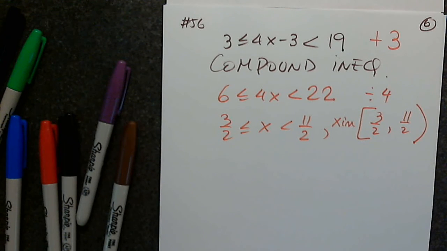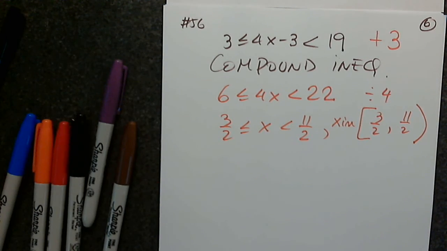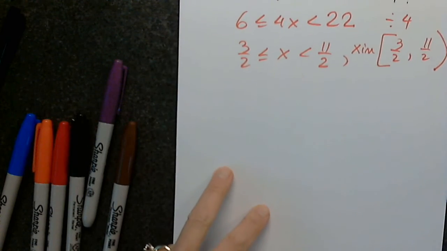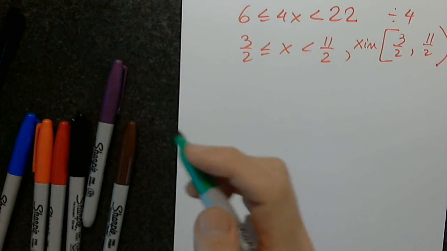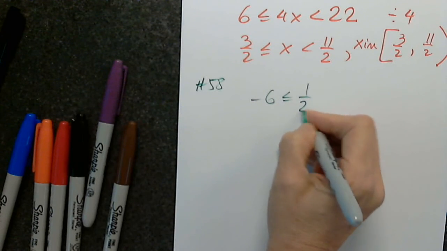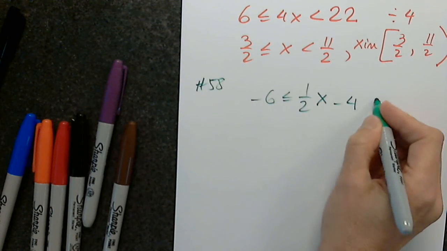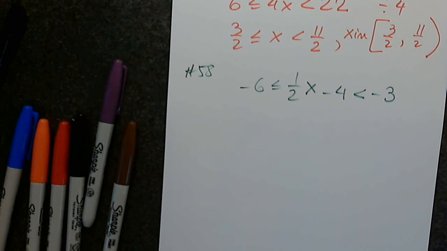Any questions on compound inequalities? Do we need another example? Okay, very good. So let's look at another example with compound inequalities. Remember to redo all these problems at home. That's the first layer of understanding the topic, please. Okay. Let's say 58. And we have negative 6 less than or equal to 1/2 x minus 4 less than negative 3. All three sides. Very good.